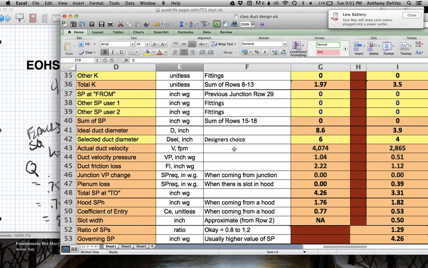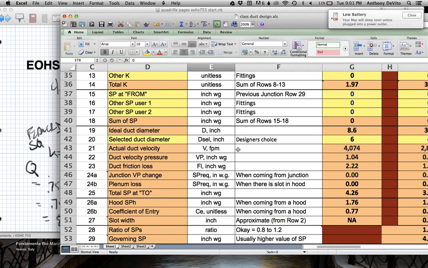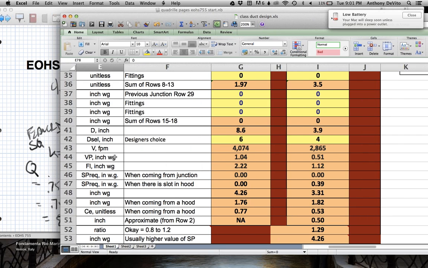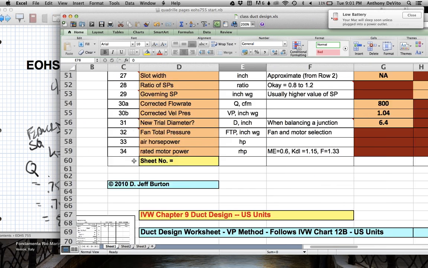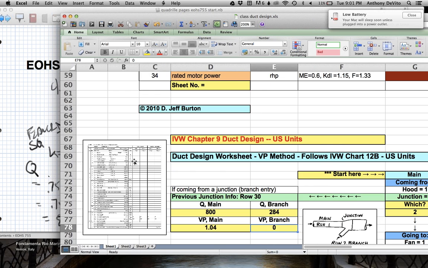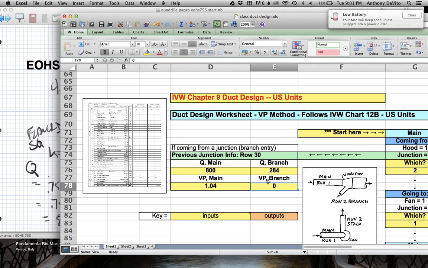Branch velocity pressure. Yeah, it could be. Where do you see it there? Duct velocity pressure, 1 point... oh yeah, there it is. Yeah, there it is in the branch. It's 0.51. Right, because the air is moving at a different speed in that duct, so it's a different velocity pressure. 0.51.